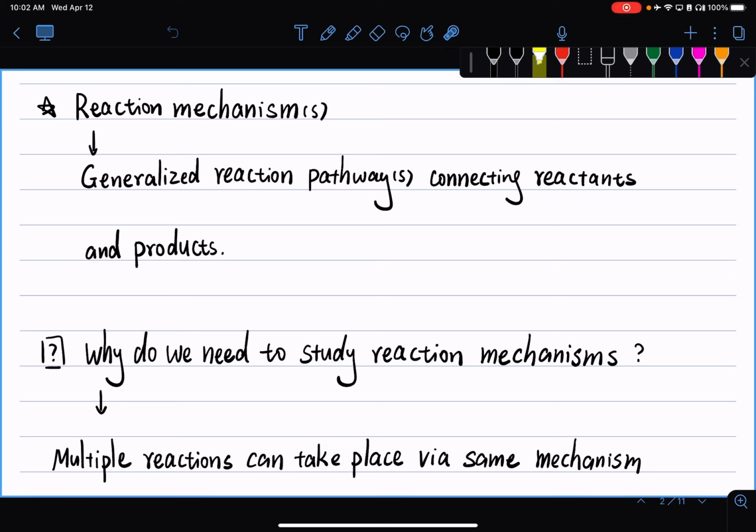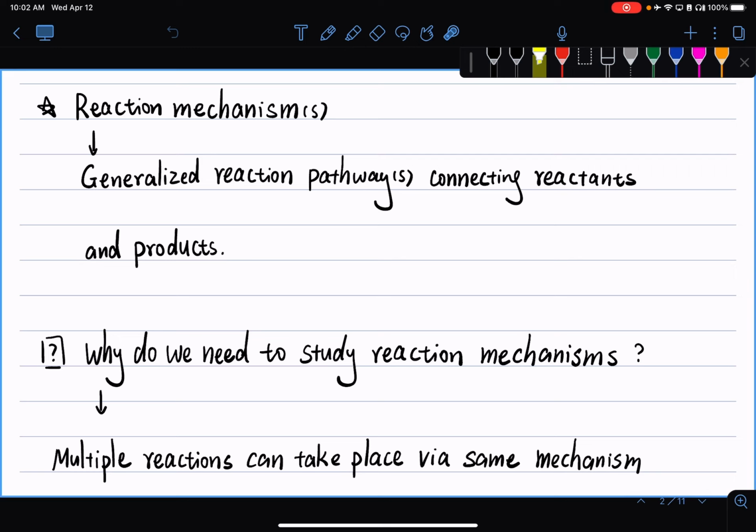So there are millions of chemical reactions available. You can imagine you have so many different chemicals that are interconverting to each other. But at the very heart of all organic chemistry, we have probably hundreds of possible reaction mechanisms that are operative. So a lot of reactions can take place via similar reaction mechanisms. When we say reaction mechanism, you can also give it a more settled definition. They are just generalized reaction pathways connecting your reactant and products. So that's the first question.